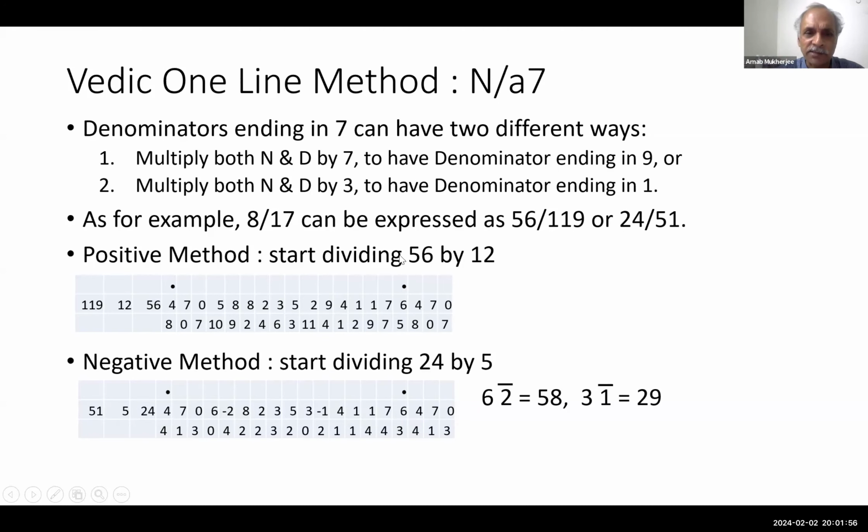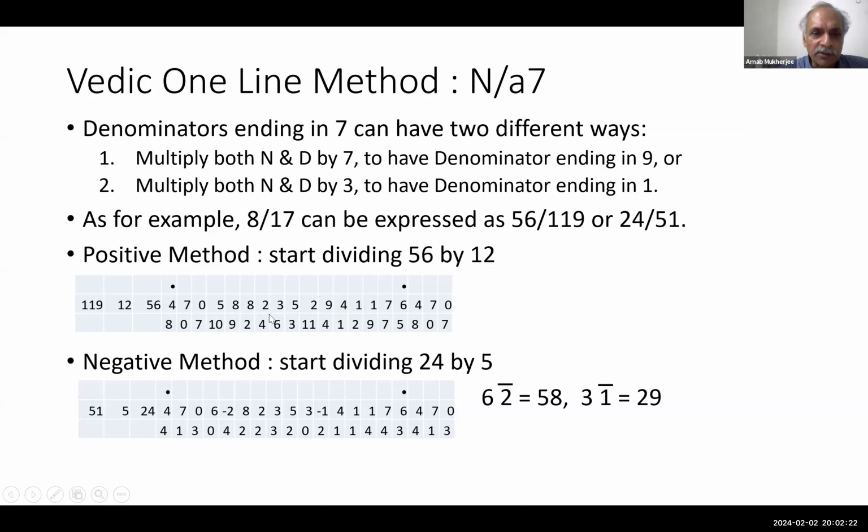The positive method starts by dividing 56 by 119, or the negative method starts by dividing 24 by 51. Here you are directly getting 0.4705888235. Here you are getting 0.470. Instead of 58, we get 6 and vinculum 2. 6 vinculum 2 is actually 58. Yes.